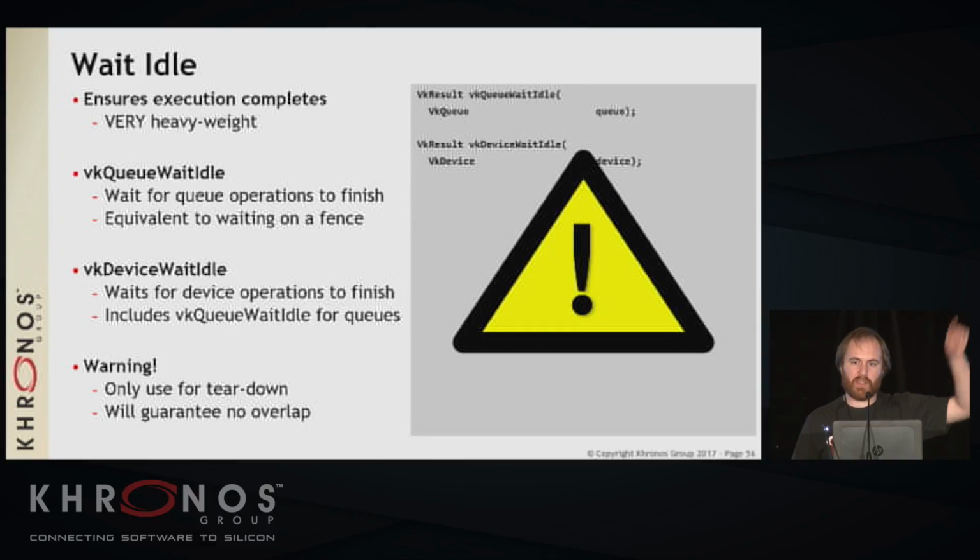That's first CPU, then GPU, CPU, then GPU serialization ahead at the start, because they will guarantee that there's no overlap. But they are very useful for teardown, and the other legitimate one is for debugging. If you can't figure something out and you think it might be synchronization, but you shouldn't ship with it for that.